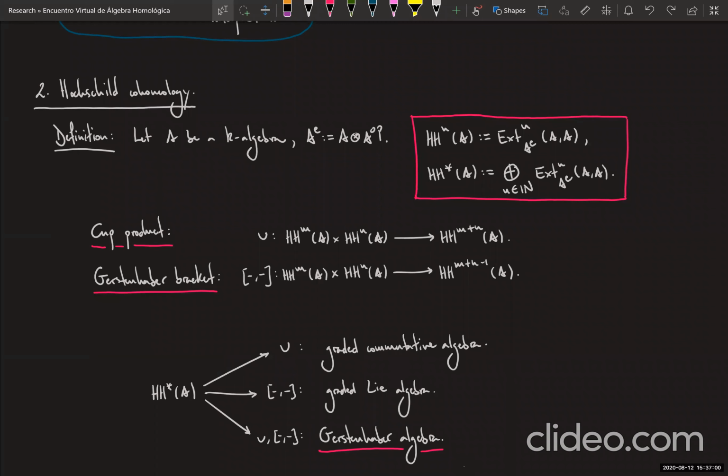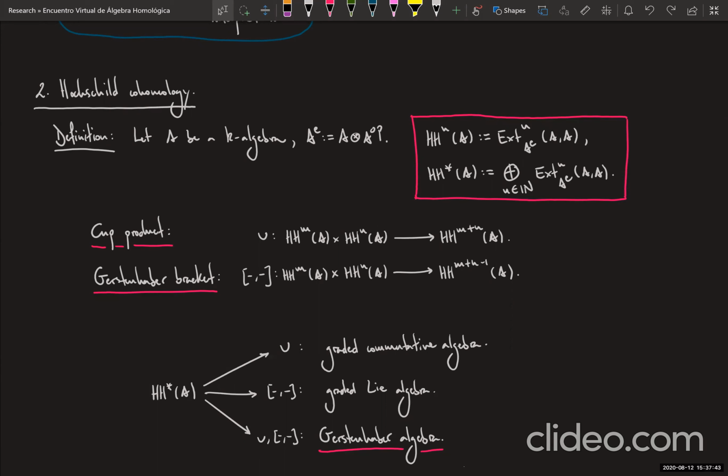It turns out that the Hochschild cohomology together with these operations has a lot of structure, really a lot of structure. With the cup product, what we get is a graded commutative algebra. With the Gerstenhaber bracket, the Hochschild cohomology has the structure of a graded Lie algebra. And if we put both the cup product and the Gerstenhaber bracket and add some compatibility conditions, then what we get is the so-called Gerstenhaber algebra, which is also known as a Poisson 2 algebra, or a Poisson algebra with Poisson bracket of degree minus 1.